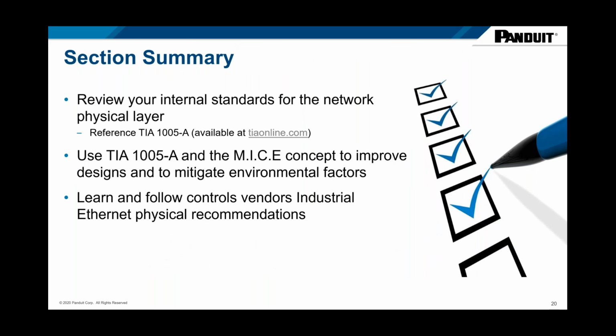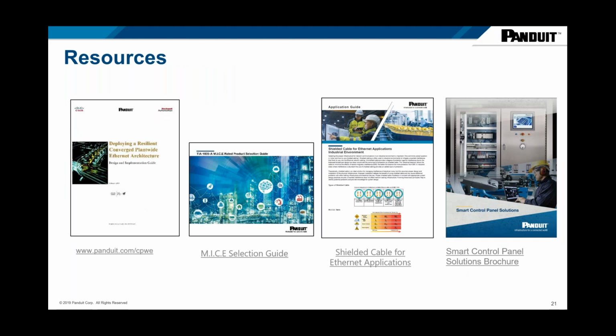So my summary from the section here, review your internal standards for the network physical layer. Do they reference TIA 1005A, right? Use that 1005A and M.I.C.E concept to improve your designs and mitigate environmental factors. We're going to give you that guide to help you do that. And also learn and follow the control vendors' industrial Ethernet physical recommendations. They'll all tell you what type of media to use with the device or the switch. So in closing here, if you don't read TIA manuals, and you're never going to, reference controls guides out there that actually do reference the TIA model.